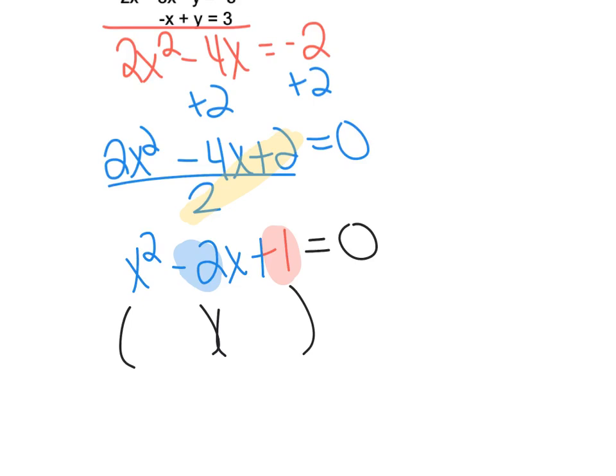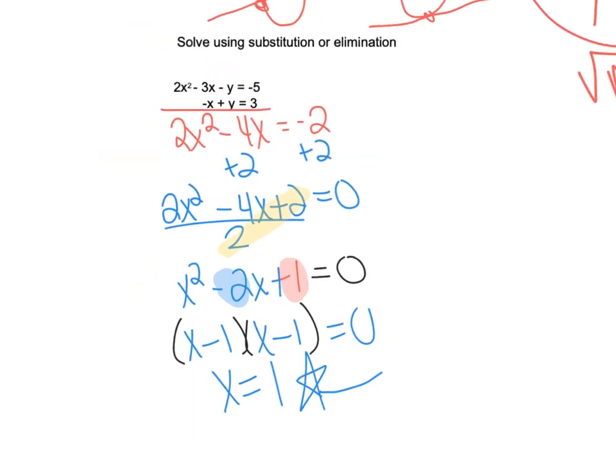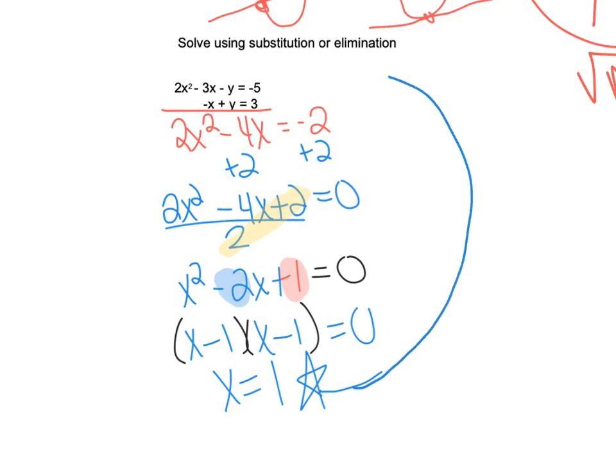So in this case, I would have x and x minus 1 equals 0, which means my only x value is x equals 1. This is not where we are done. That just is the x value of our ordered pair. Now, I need to go back up to one of my original equations and substitute 1 in so I can figure out the y value.